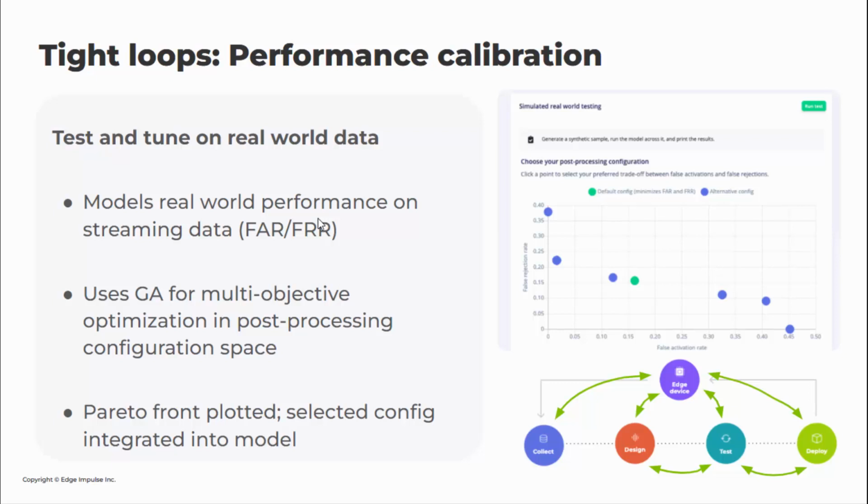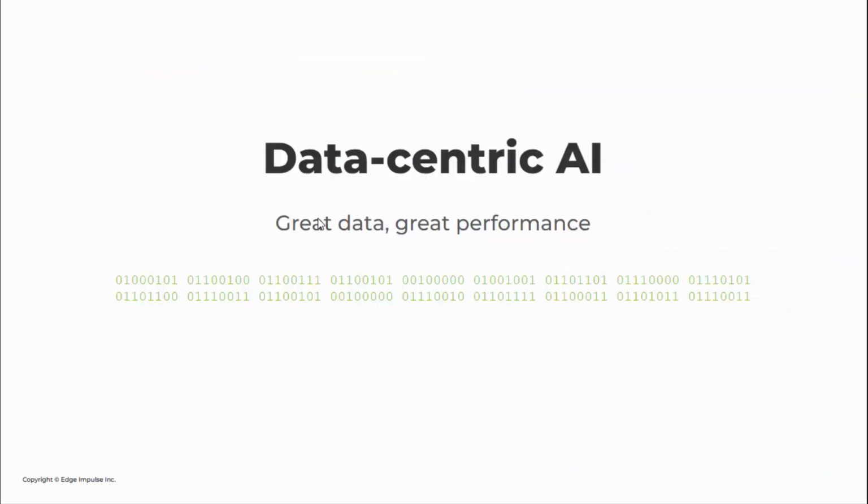And that algorithm can be tuned in the performance calibration process. We use a genetic algorithm to tune the hyperparameters or the parameters of the post-processing algorithm to give you a Pareto front of false accepts versus false rejects. So you can pick the right thing for your application. And typically, this was something that everyone's been doing by deploying to a device and getting basically qualitative data back of how people think it's performing. So by moving this into the engineering process and quantifying it, we get some big wins.